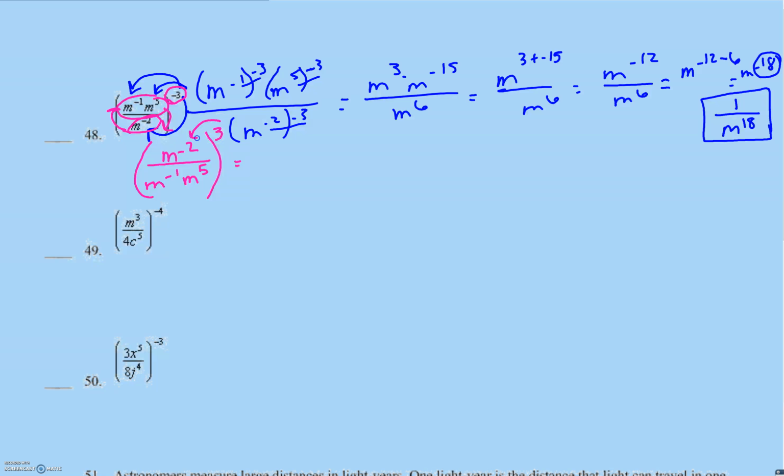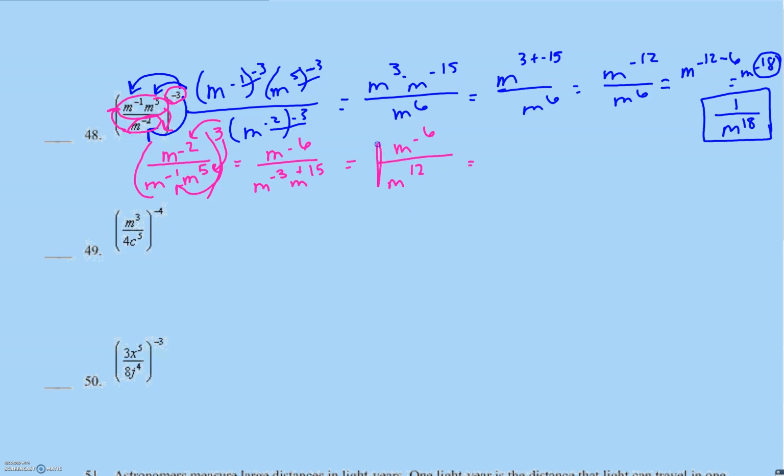Now we take our exponent to each piece. We get m to the negative 6 over m to the negative 3, m to the positive 15. Now where our multiplying is in our denominator, so we would add our exponents. Negative 3 plus 15 would give me a positive 12.